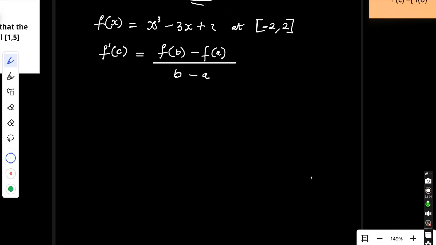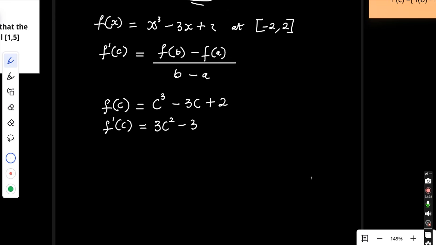And what is f prime of c? Before we find f prime of c, we have to find f of c. So f of c would be equal to c cubed minus 3c plus 2. So f prime of c would be equal to the first derivative of f of c, and this is going to be 3c squared minus 3. Then we have to find f of b.